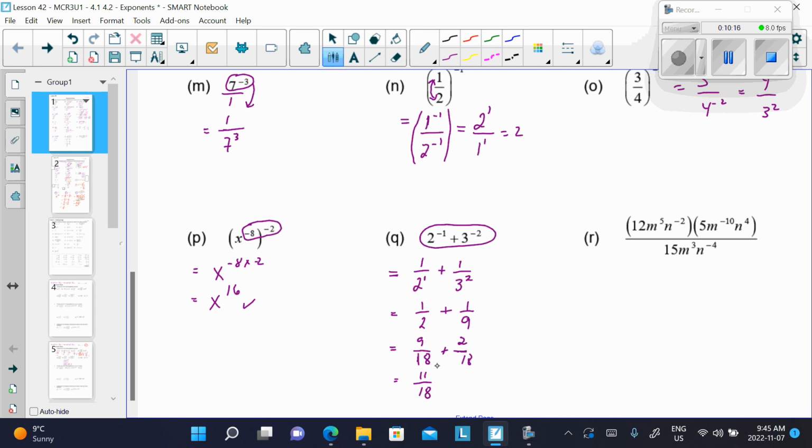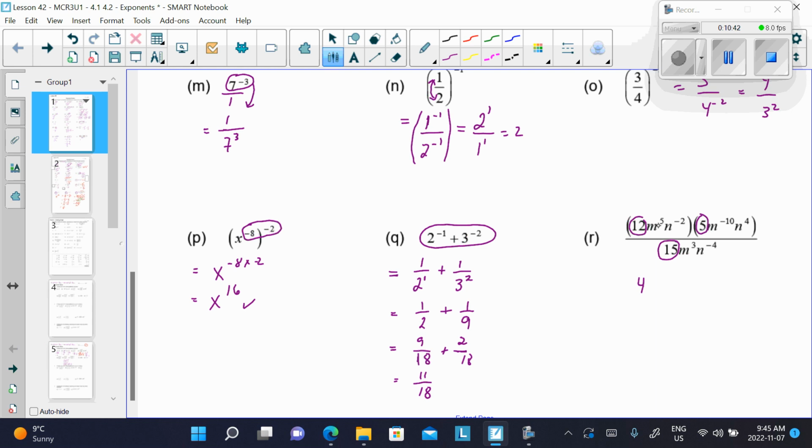And the last question. Here I would take care of the coefficients first. So we have a 12 times 5, and then divided by 15. So 12 times 5 is 60, divided by 15 is 4. So we have a 4 for our coefficients.